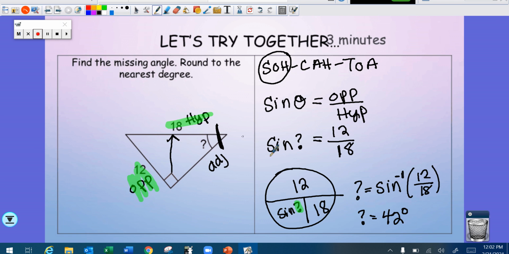All right, so it's the same thing we've been doing. Only thing different is when you're trying to find the angle, then you use the function's inverse. So you may have to use sine inverse, cosine inverse, or tan inverse. It just really depends on which sides they give you.